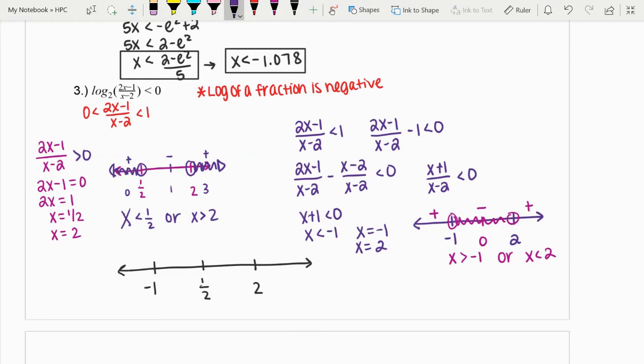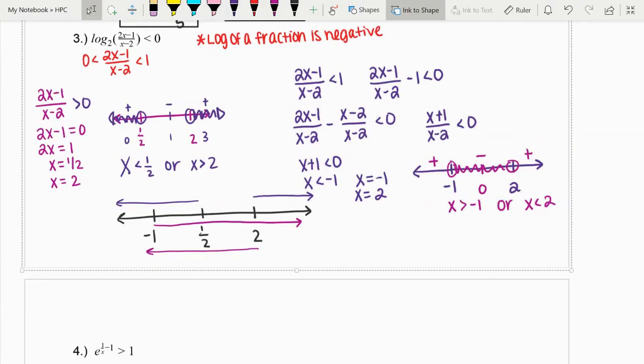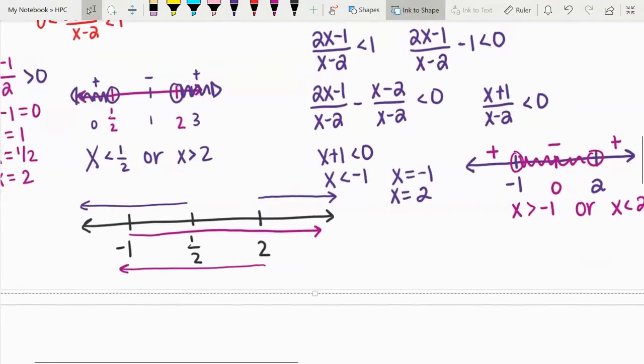Okay, now I'm going to use the same color so that we can see what is going on. So at 1/2, x is less than 1/2, so I would be shading this way, or x is greater than 2, so it would be going that way. Okay, our second set says that x has to be greater than -1, so that's going this way, or x is less than 2. So our last step is just to determine our solution set.